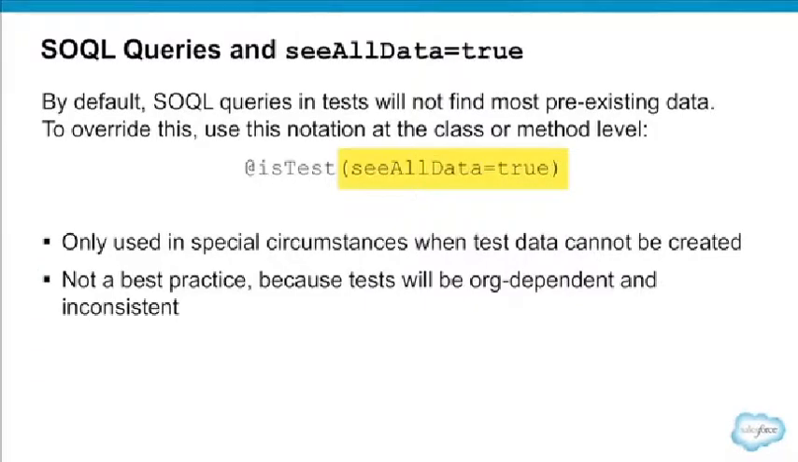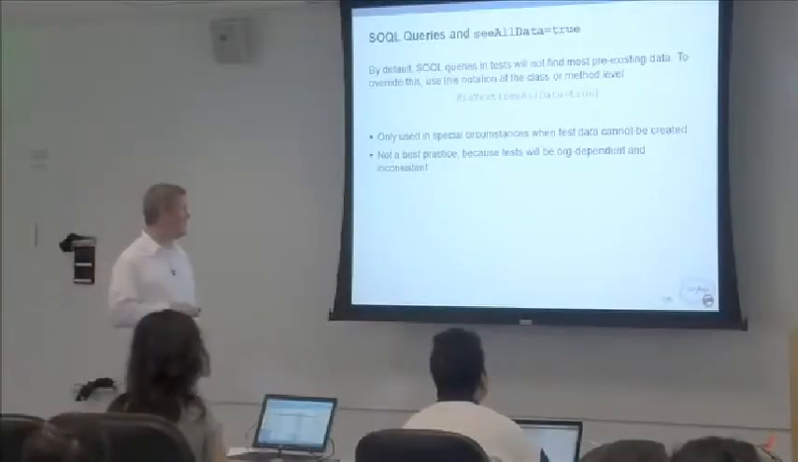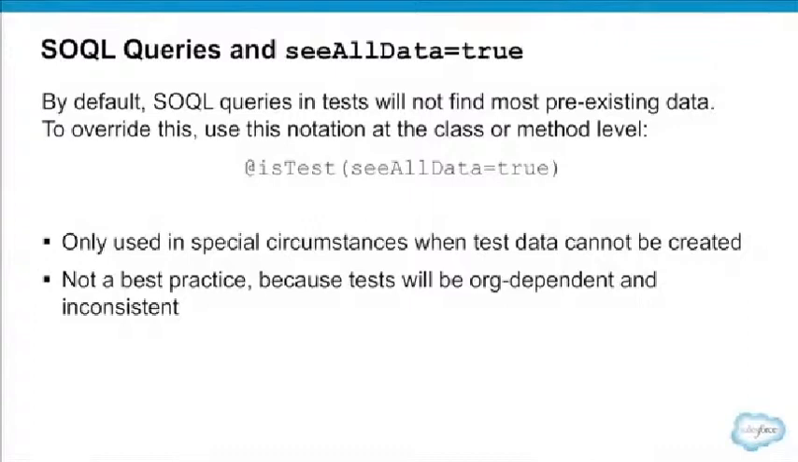Just so you know, by default, you will see things like profiles and users. Even if seeAllData equals false, you will always see users and things like profiles. So there are a few things that you will see which are not really metadata per se. This should only be used in special circumstances when the test data cannot be created. And then, as I mentioned, the drawbacks are that you don't want inconsistent, org-dependent tests. A better thing to do would be to create your own mock data.